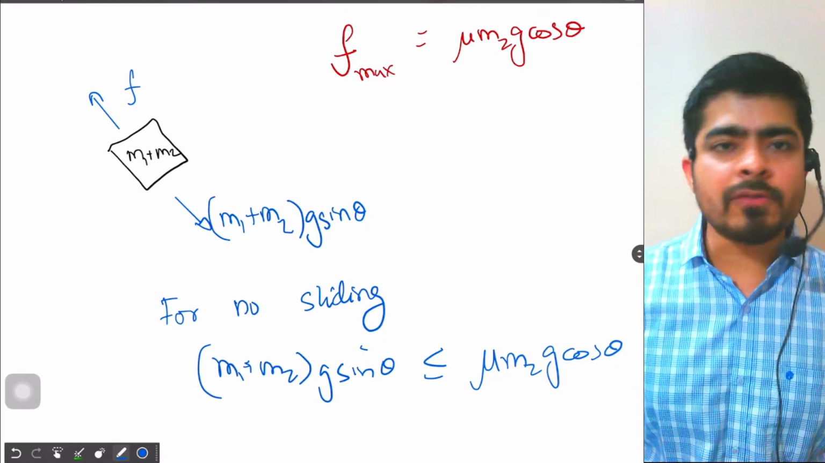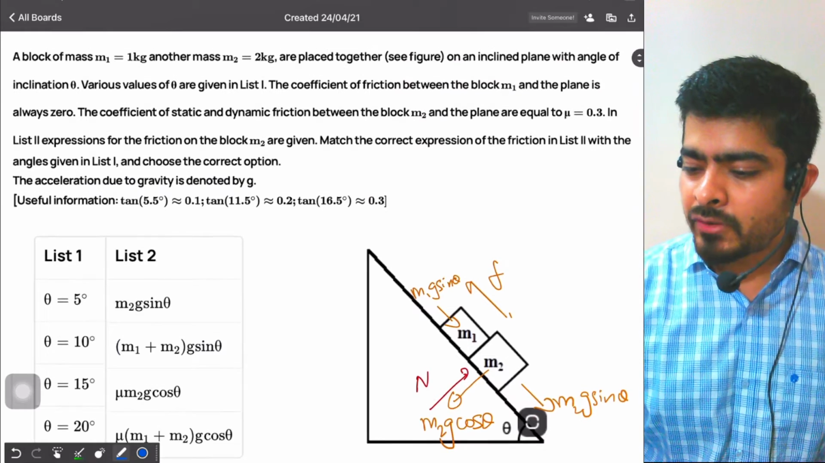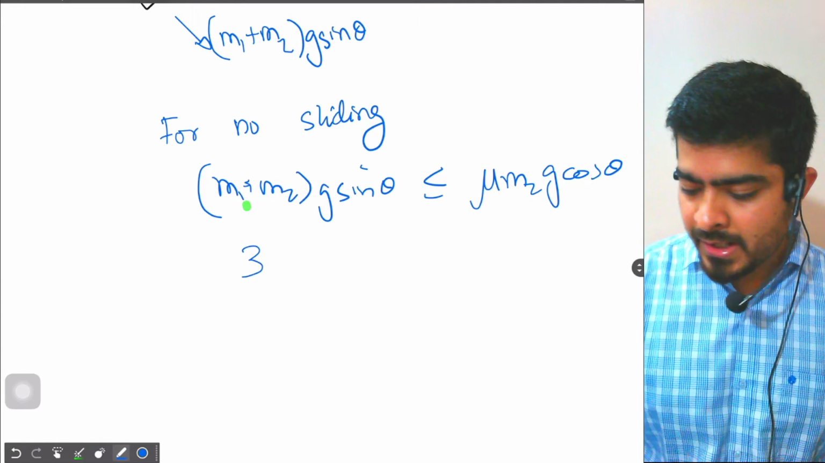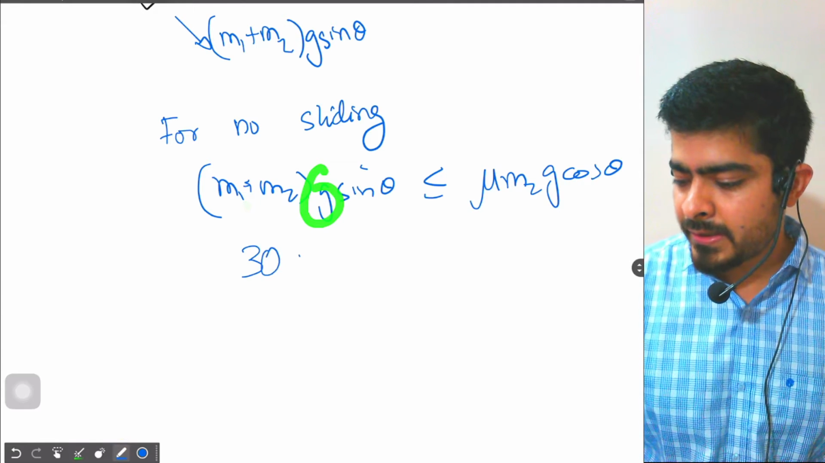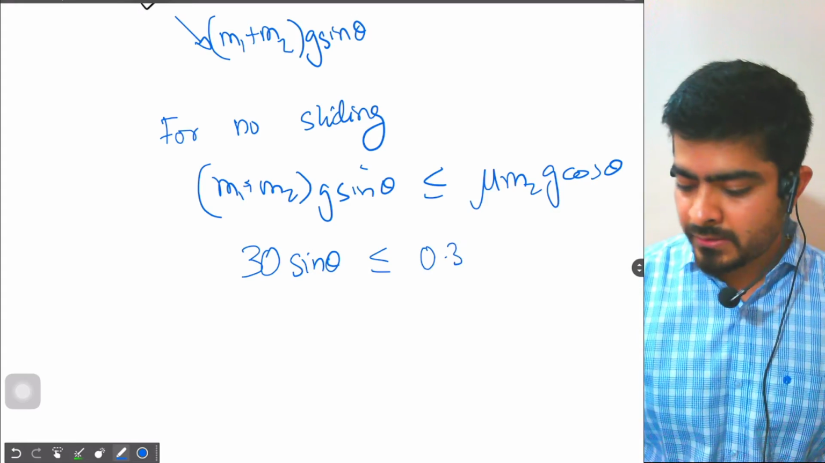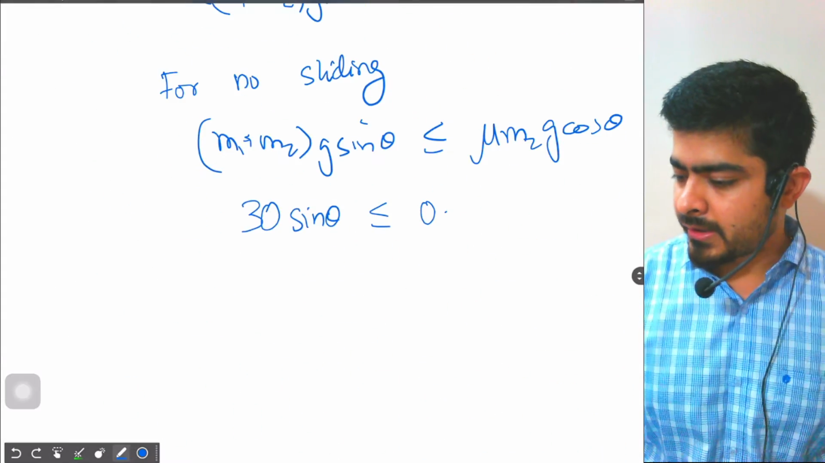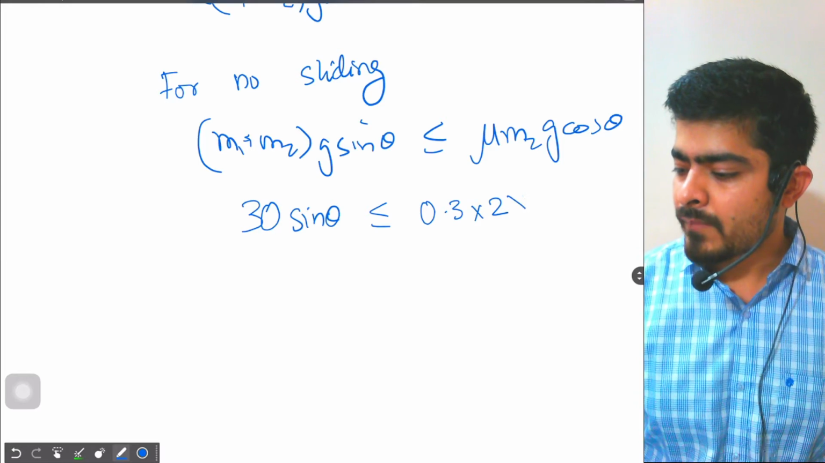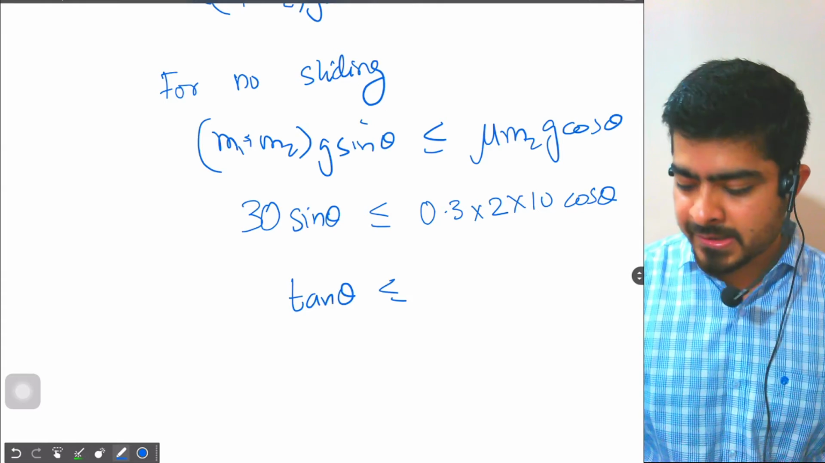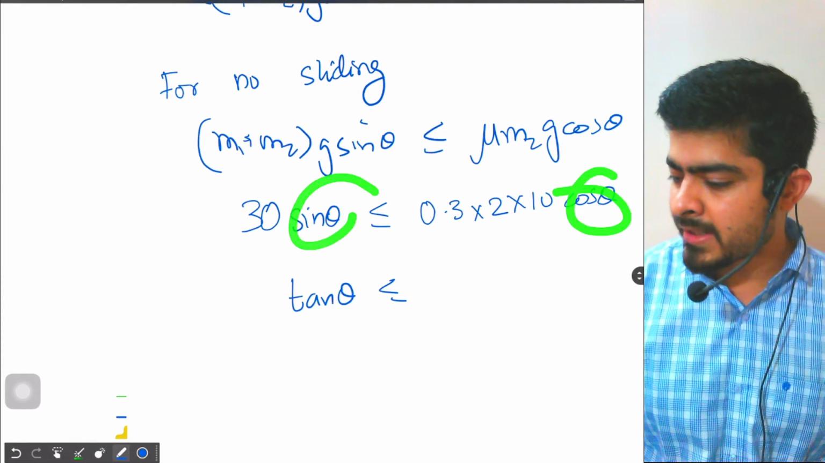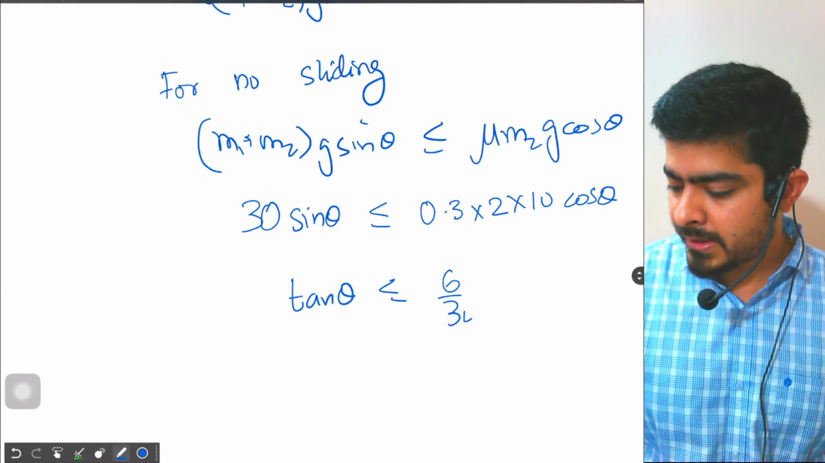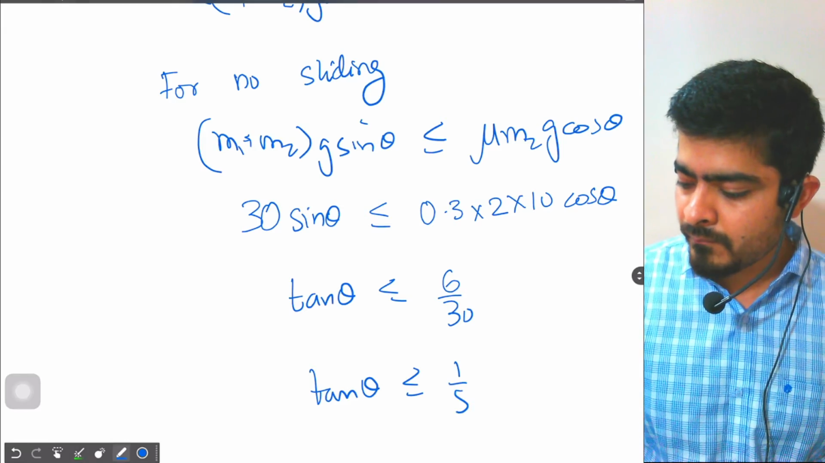So put the values of m1, m2 and mu. m1 is given to be 1 kg, m2 is given to be 2 kg. So m1 plus m2 will be 3, and g is equal to 10, so we get 30 sin theta is less than or equal to, mu is given to be 0.3, m2 is given to be 2, g is 10, cos theta. So from here I'll get tan theta, sin divided by cos, will be less than or equal to 6 by 30.